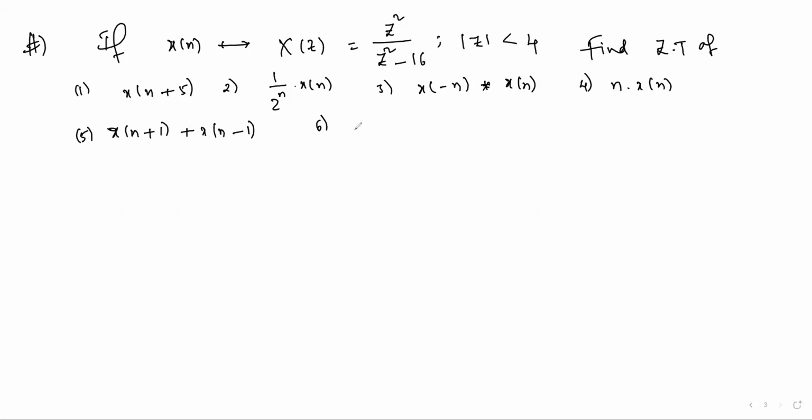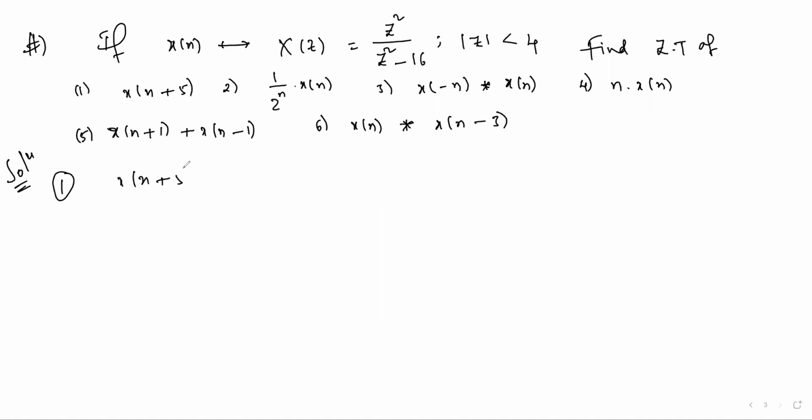sixth x of n convolution with x of n minus 3. Find all z transforms of these. All are properties. Use the property statements, you can get it easily. Just substitute in the x of z expression. No need to simplify because there are no options. Direct. First question.